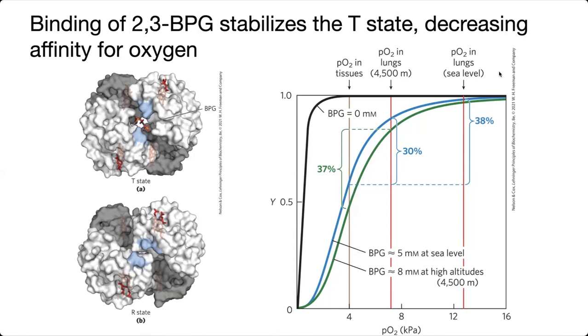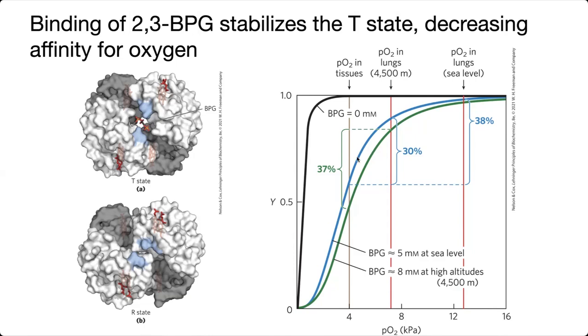Remember that when we go to the right, that's the stuff we're picking up, and if we go to the left, that's the stuff we're dropping off. But remember, it's this dynamic equilibrium. The higher affinity you have, the more you're going to be picking up, or the less you're going to be dropping. And the lower affinity you have, the less you're going to be picking up, or the more you're going to be dropping.